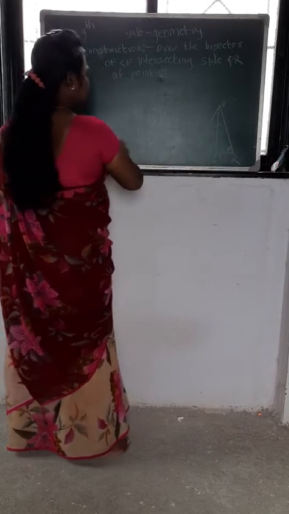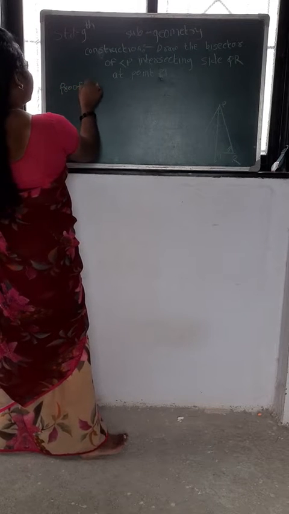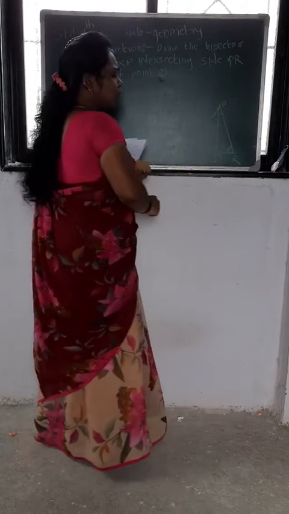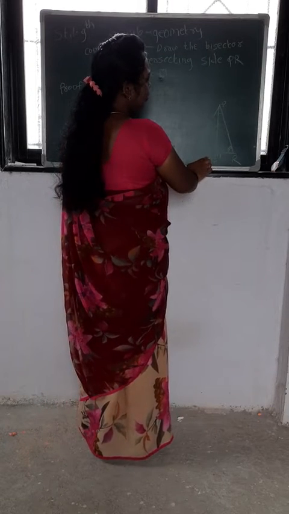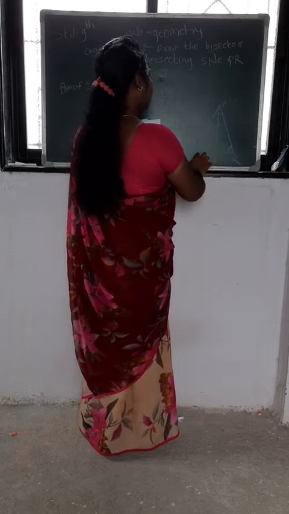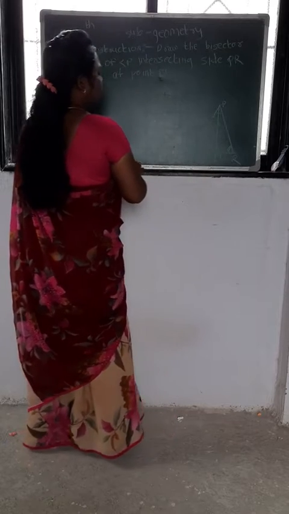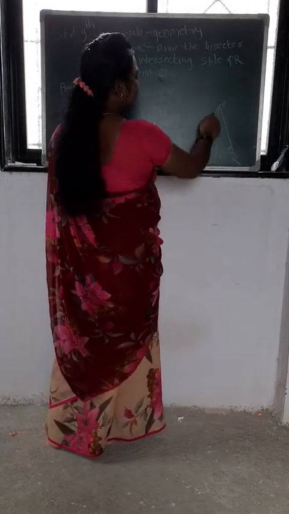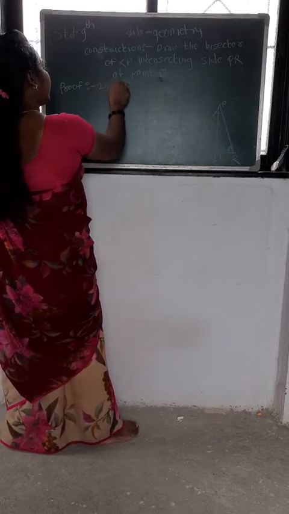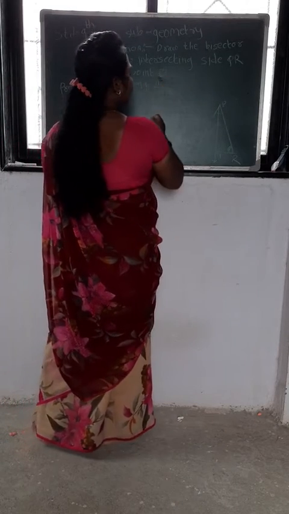Then the proof. Firstly, we have one construction, that is, draw the bisector of angle P, and this bisector intersects side QR at point M. Then two triangles are formed, triangle PQM and triangle PRM.